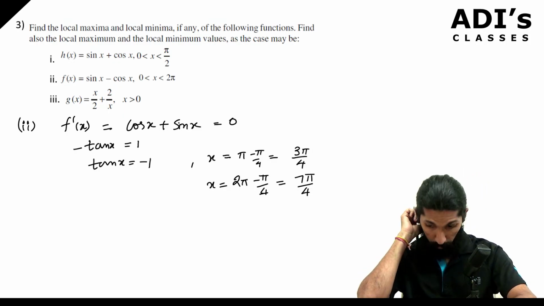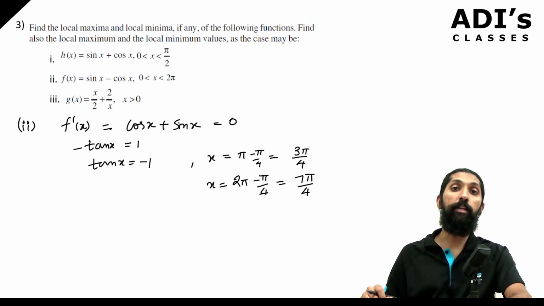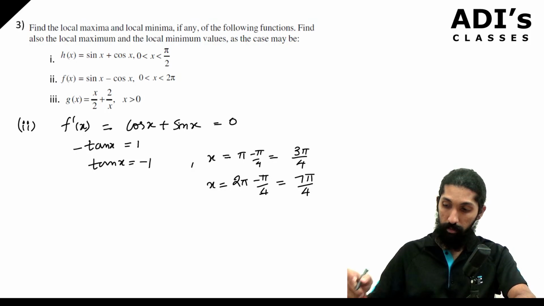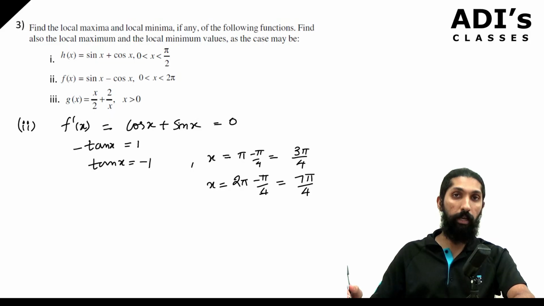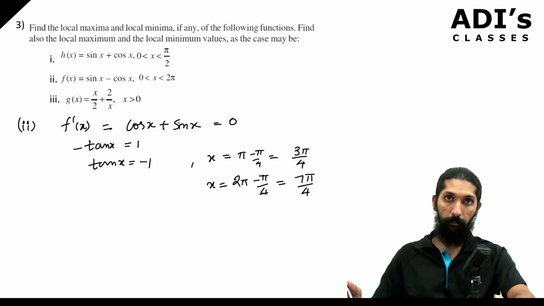One is 3π/4, one is 7π/4, correct? So we have these two. We need to check for both because there are two points of inflection here, isn't it? Now first, let's do the second derivative test, or you can say the double derivative test.